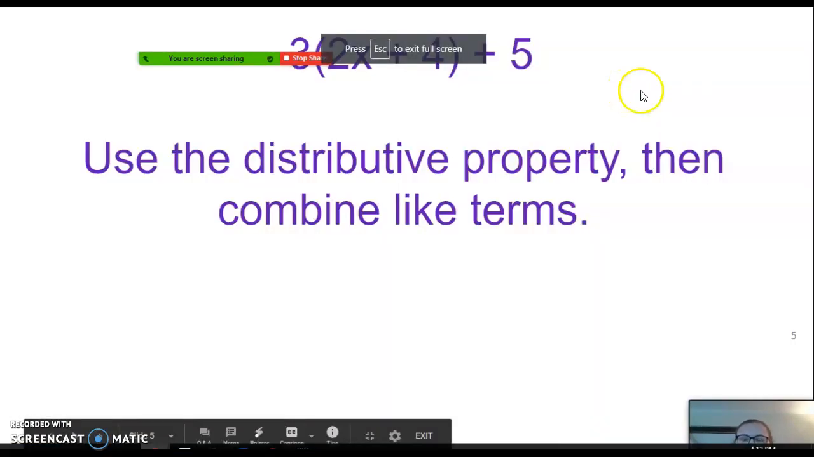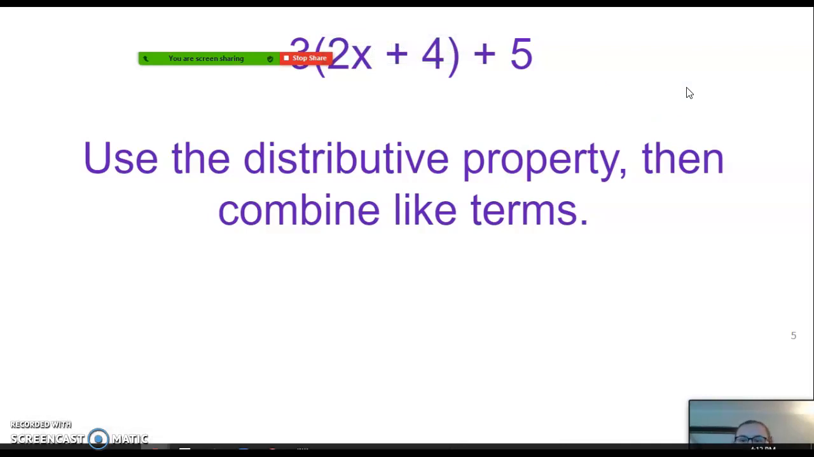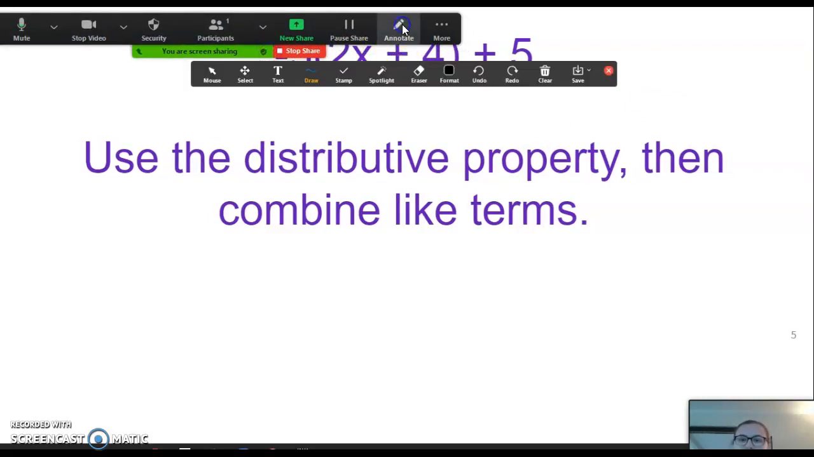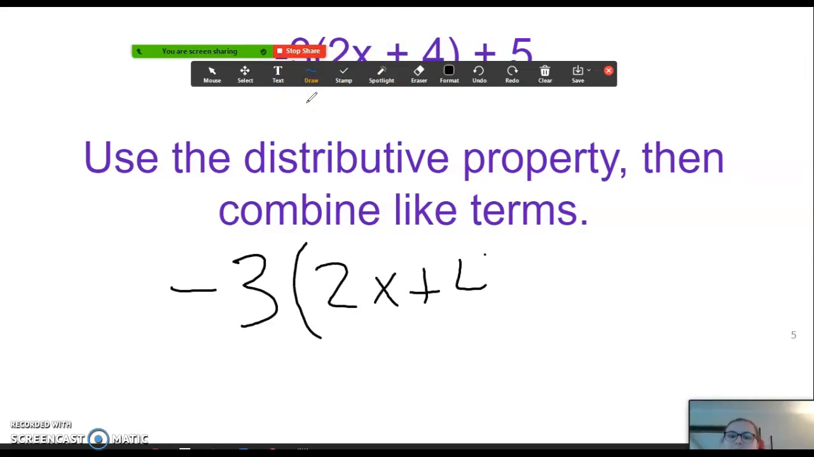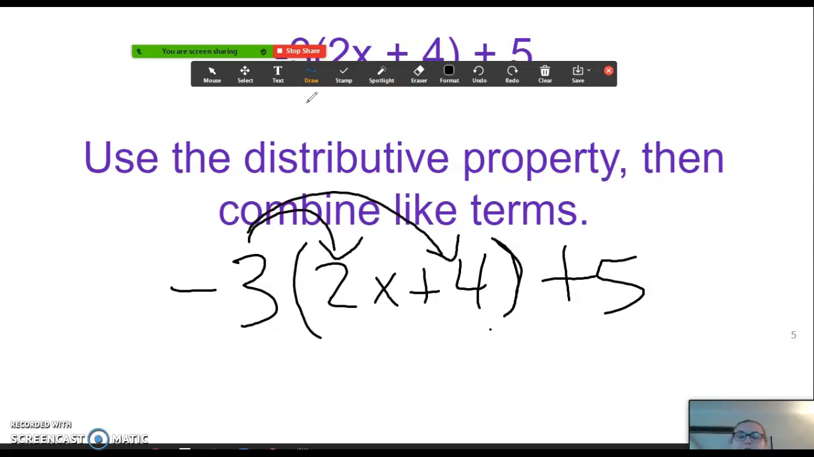Hello, seventh graders. Today I want you to do your daily relooping question, which is on the screen. You're going to use the distributive property, and then you're going to combine like terms. So we have -3 times (2x + 4) + 5. What you have to do first is distribute that -3 to both parts inside the parentheses. And once you do that, you can combine like terms.